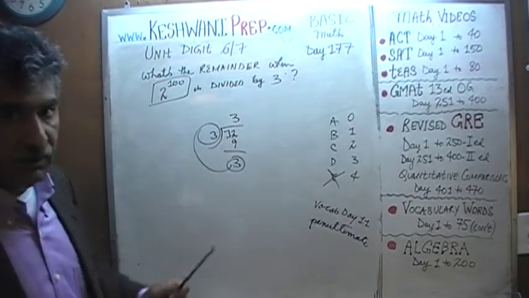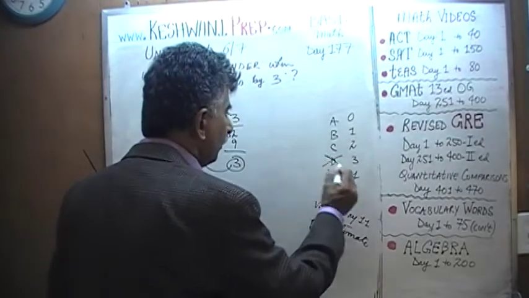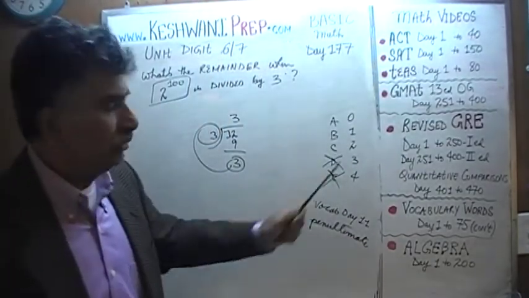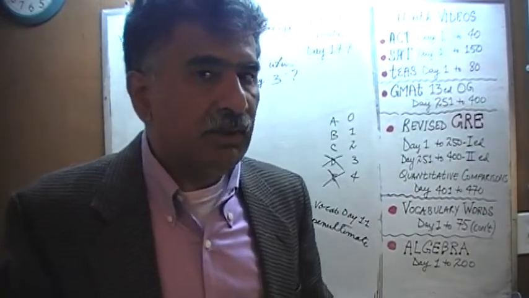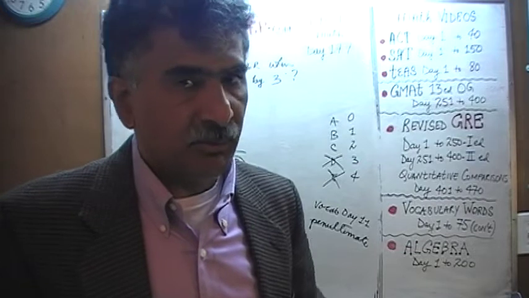Since this quantity is being divided by 3, the remainder can possibly not be 3 or more. The answer has to be 0, 1, or 2. So that's one reason why this is the quote-unquote baby version, because without doing any work at all, we can raise our odds to 1 out of 3.